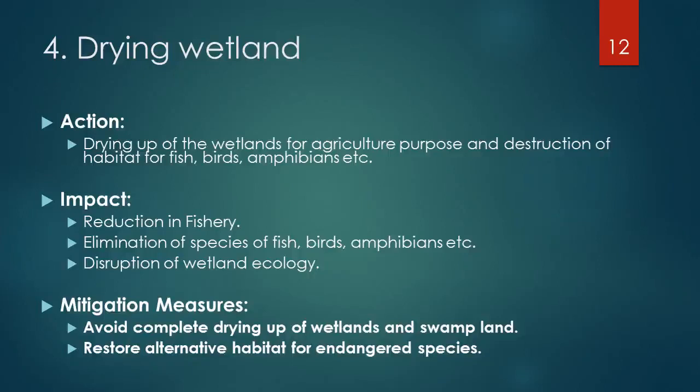Drying of wetlands: the action includes drying up of the wetlands for agricultural purposes and destruction of habitat for fish, birds, amphibians, etc. And the impacts include reduction in fisheries, elimination of species of fish, birds, amphibians, etc., and disruption of wetland ecology. The mitigation measures are to avoid the complete drying up of wetlands and swampland, and restore alternative habitat for endangered species.